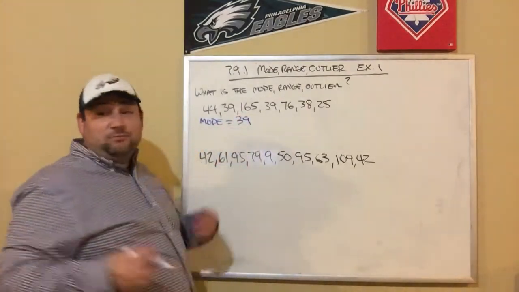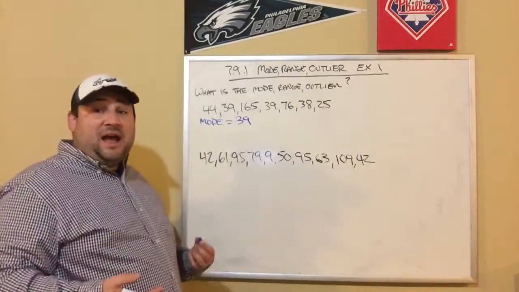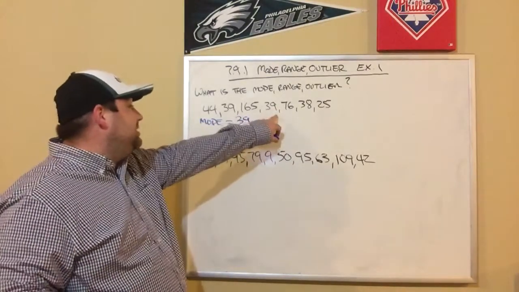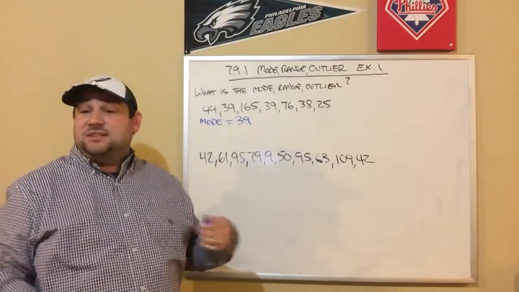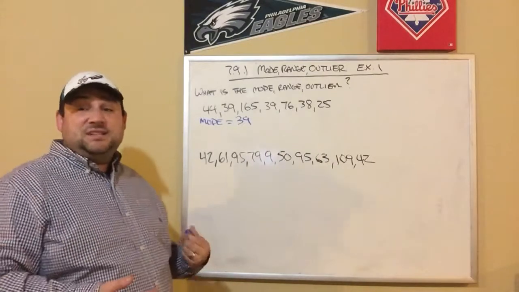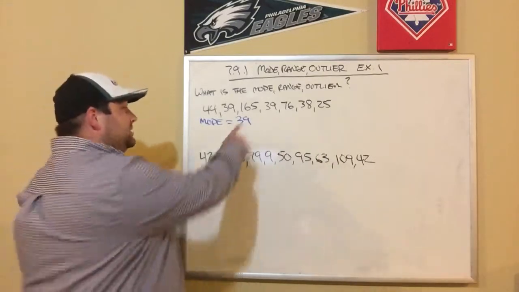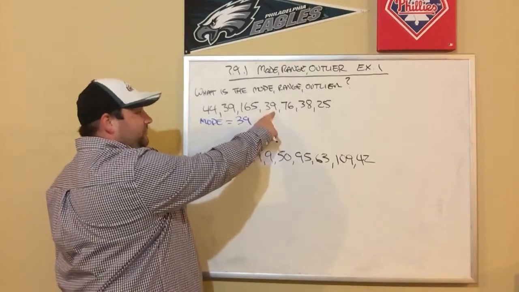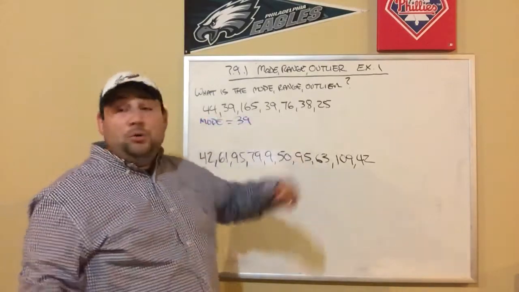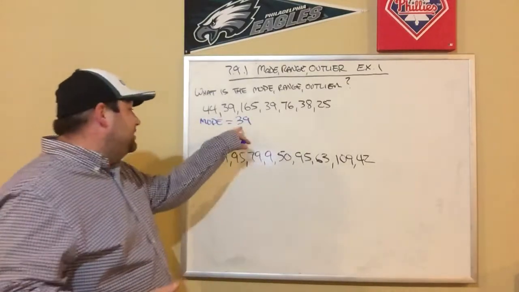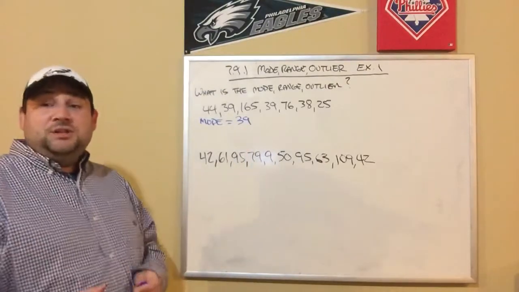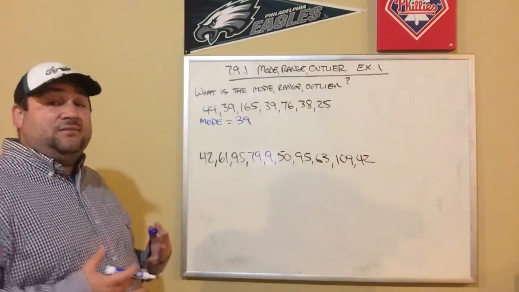It is possible to have more than one mode. If say we had two 39s, and we also had two 76s, then the mode would be 39 and 76. It's also possible to have no mode. Say this 39 was 34. All of a sudden now no numbers repeat at all. Your answer, you literally would write no mode. So you could have more than one mode. You also can have no mode.